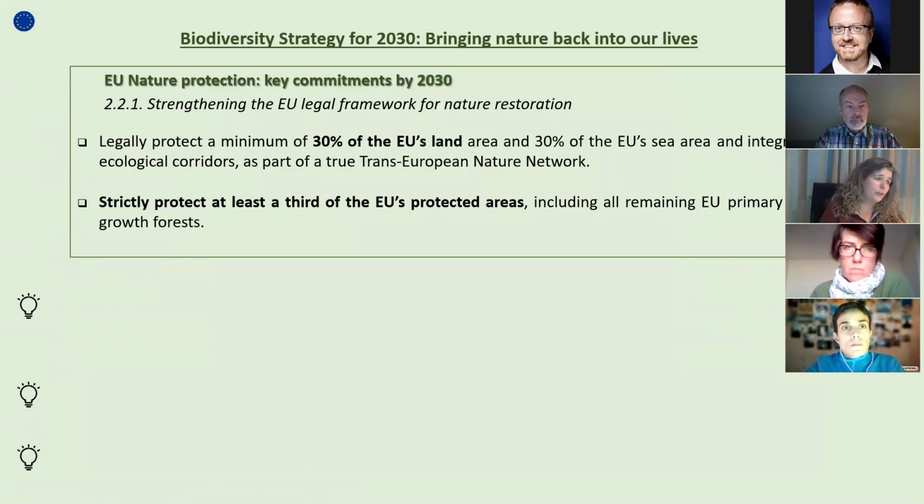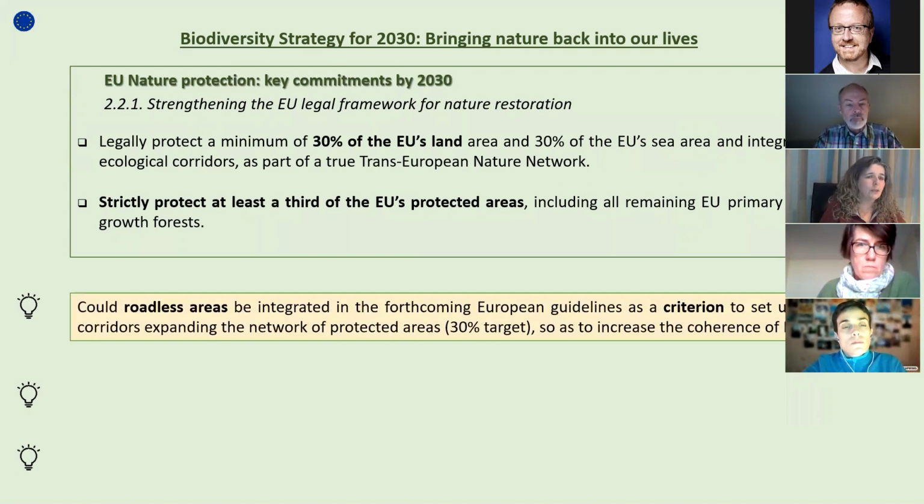If we stick to the biodiversity strategy, I think it's really a milestone and a splendid tool that the European Commission has provided us, a very bold instrument for nature conservation. In the first set of commitments, the EU nature protection key commitments by 2030, I would like to discuss with you if roadless areas could be integrated in the forthcoming European guideline as a criterion to set up ecological corridors, expanding the network of protected areas.